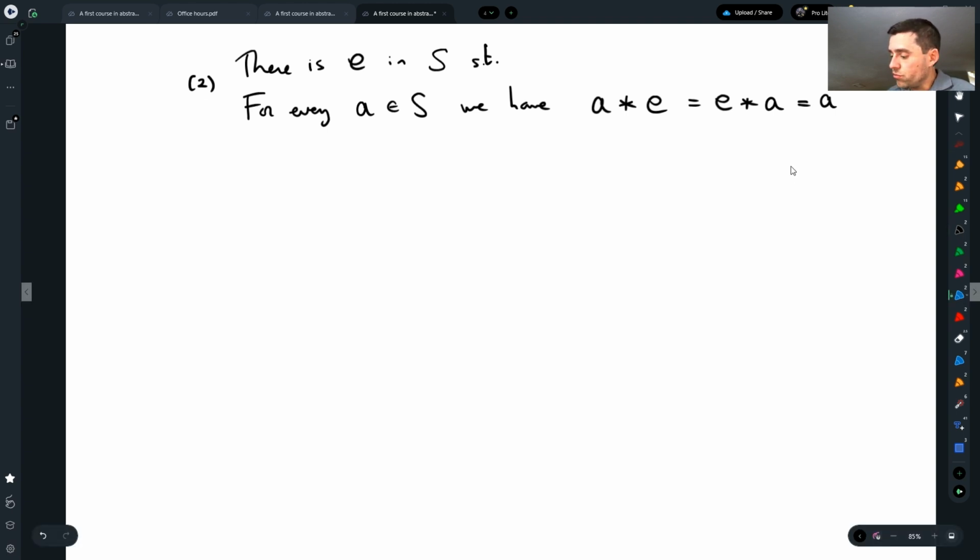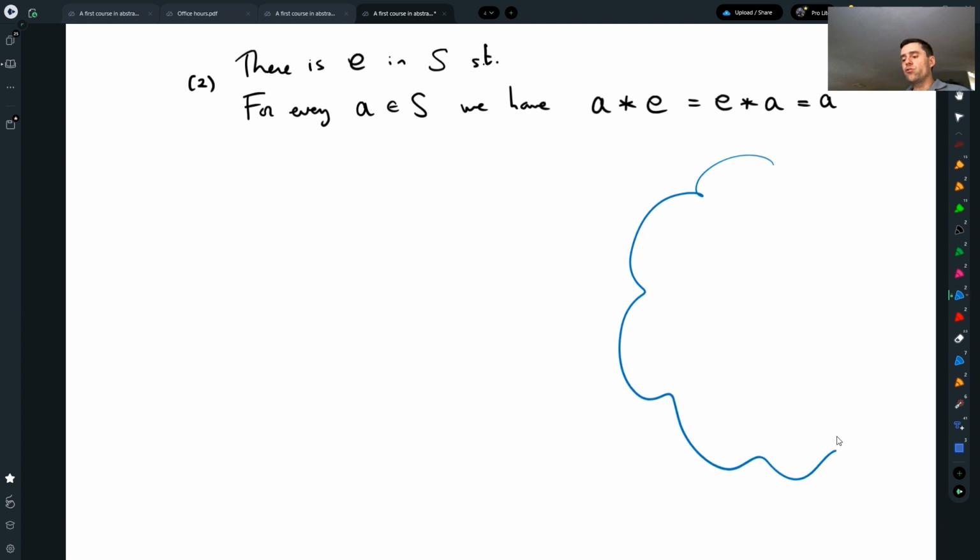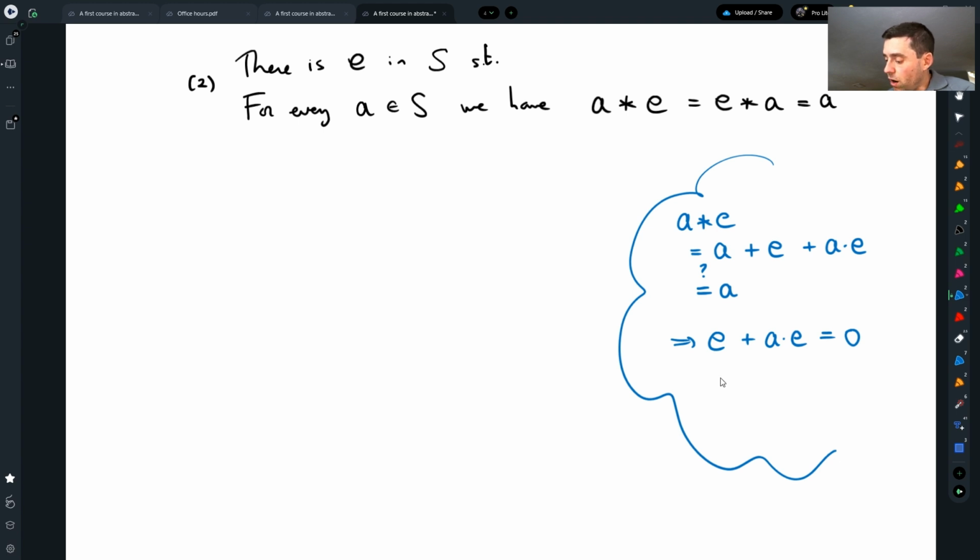So I'll go to some sort of thought bubble here, and I'm going to try to figure out what E should be. So A star E is A plus E plus A times E, and I need this to be just A. Then that tells me that E plus A times E has to be 0. And the possibilities are, well, this is E times 1 plus A equals 0.